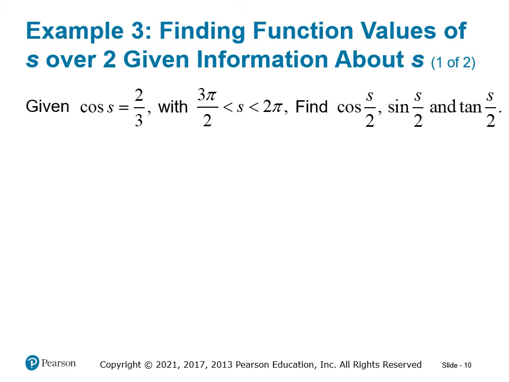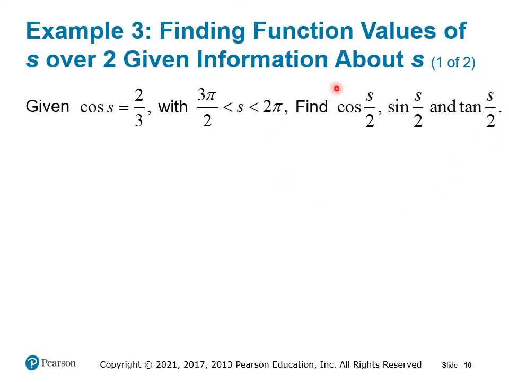Let's look at a multiple step problem. Here we're given a value of cosine s equals 2 over 3, and that the angle s is in between 3 pi over 2 and 2 pi. That means it's in quadrant 4. Okay. We want to find specifically the cosine of s over 2, the sine of s over 2, and the tangent of s over 2.